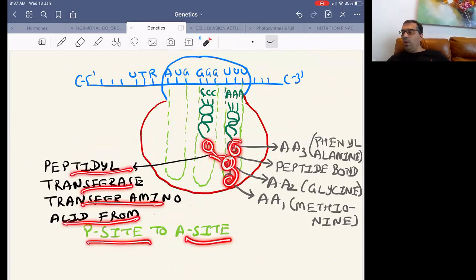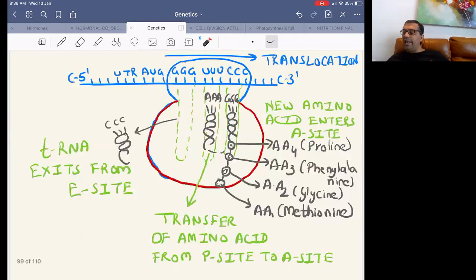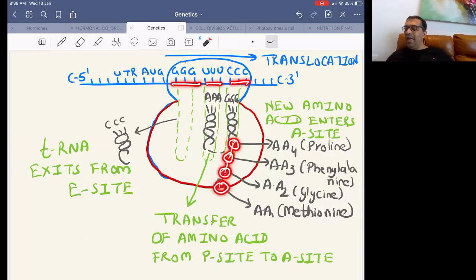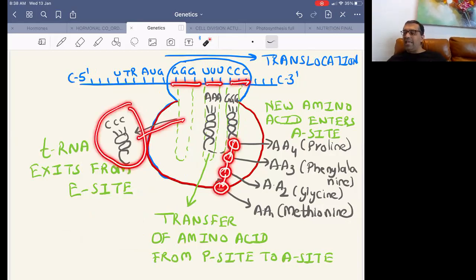So these are 3 amino acids, first, second, third, and on translocation, second, third, fourth. So this is the fourth amino acid, so now these are 4 amino acids. In this way translocation keeps taking place. Exit will always take place from the E site.